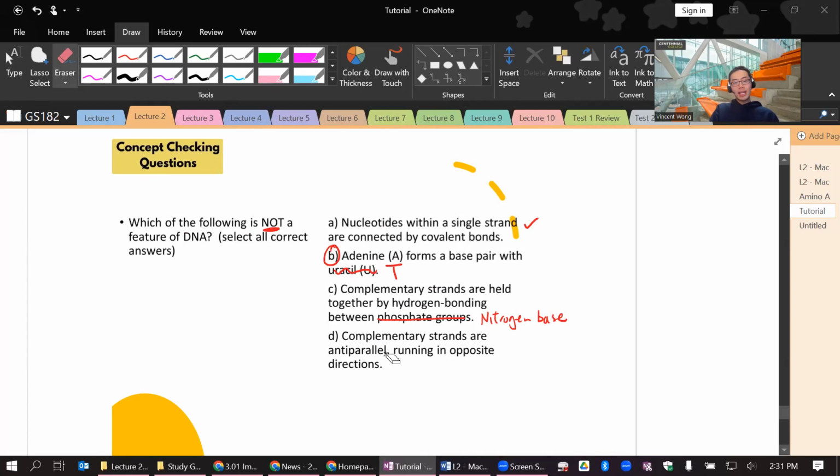Complementary strands are anti-parallel and run in opposite direction. I didn't mention this in the tutorial, but this was mentioned in the lecture notes. Okay, anti-parallel means they run in opposite direction. One is upside down relative to the other. So the correct answers are B and D.